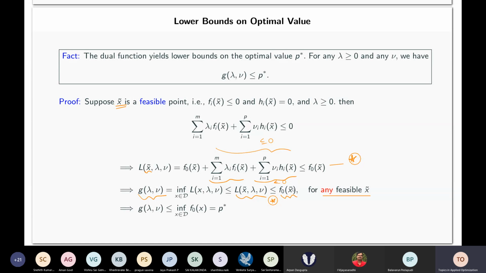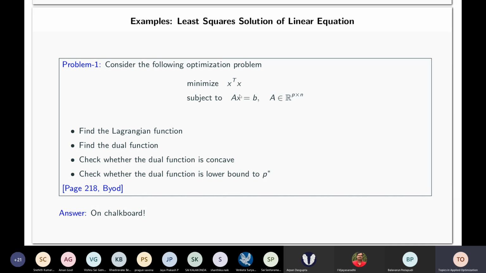So this is true for any x tilde. So this must be true for the infimum of that also, because no matter what x tilde I take, it's always less than that. So it must be less than or equal to the infimum as well, the minimum possible of this. It may be equal, that would be the best case. But in general, what we can say is that it is less than or equal to p star, which is the optimal value. So this is the proof of the lower bound via the dual function.